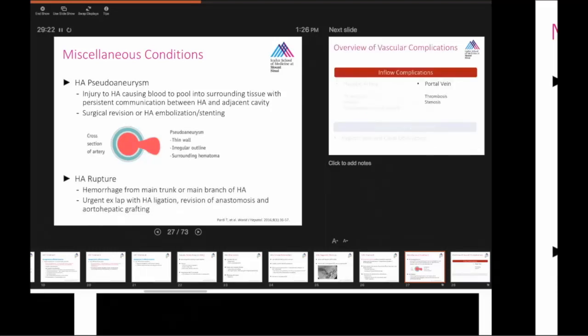Hepatic artery pseudoaneurysm. If you damage the wall of the hepatic artery, blood flows out, gets walled off, and you have this kind of false aneurysm in the tissue surrounding the artery. This is treated with either embolization, stenting, or surgical revision. And then a catastrophic event is when the hepatic artery ruptures. This is a very big bleed, which obviously needs urgent or emergent XLAP. They have to ligate the artery and revise the anastomosis as well.